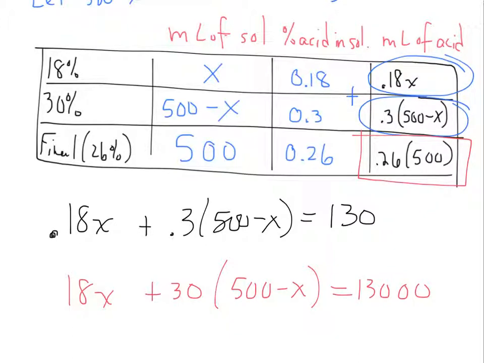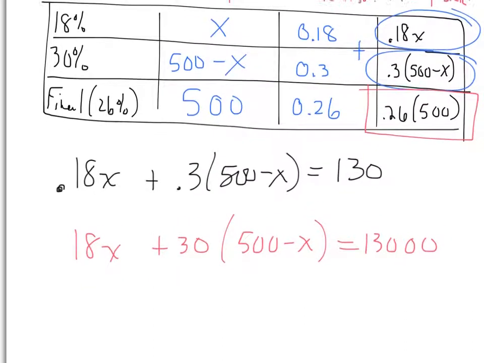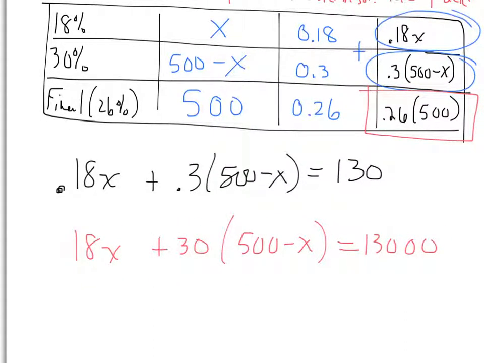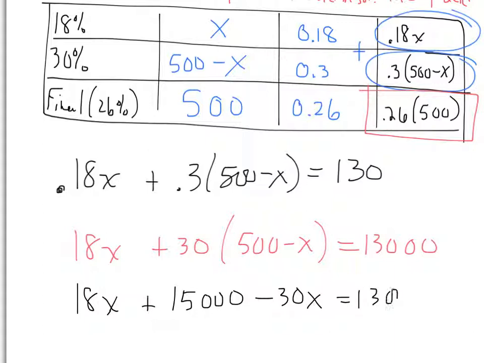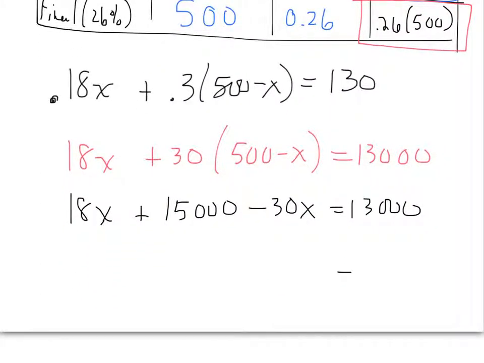You don't really need to clear out decimals if you don't want to. Decimals are really pretty easy to work with. So if you wanted to leave it the way it was, you can, but just to show you that this is a fractional coefficient. So we'll end up with 18x here. 30 times 500, we're going to get 15, and then three zeros, minus 30x equals 13,000. Moving this over, I'm going to get negative 2,000 equals negative 12x.